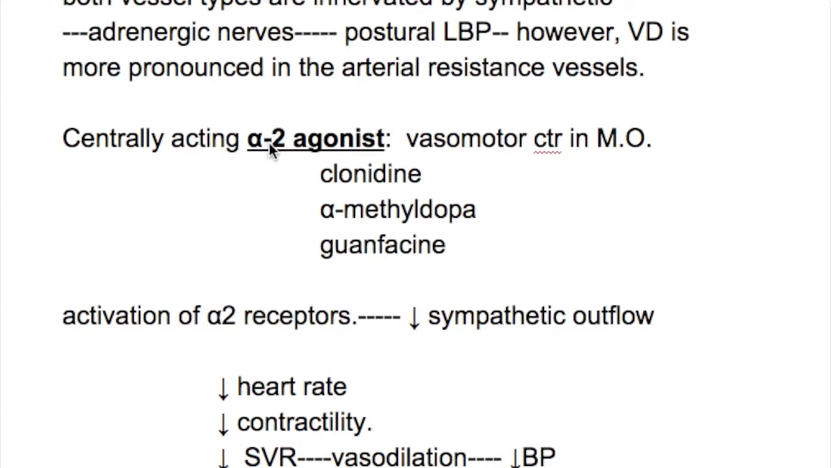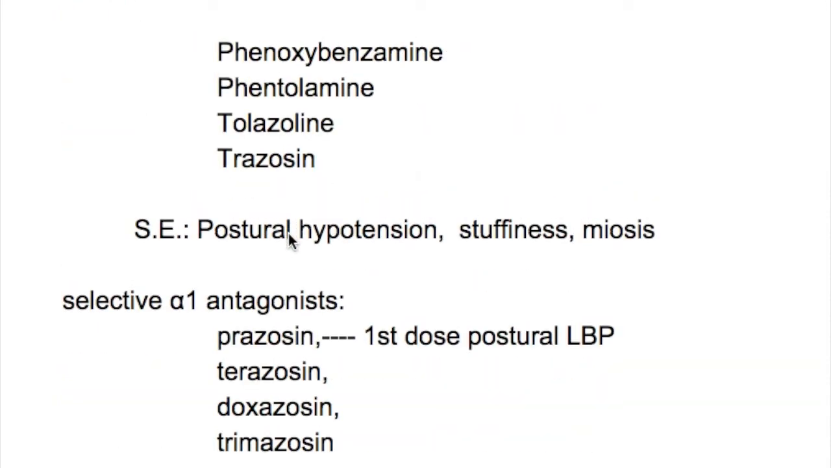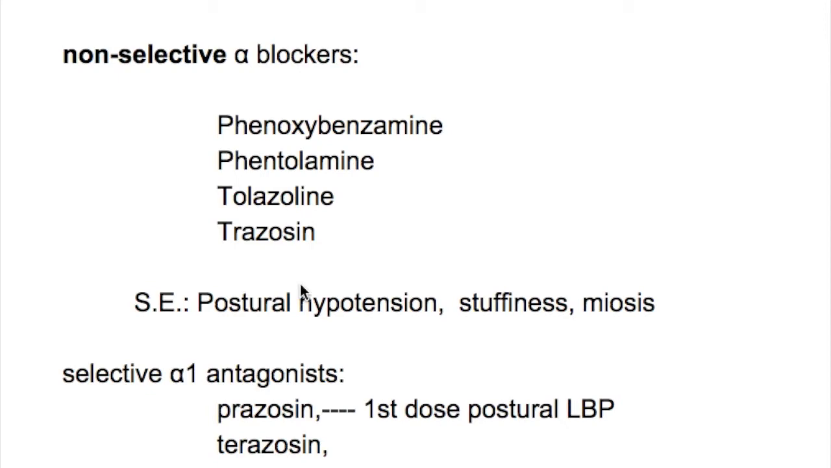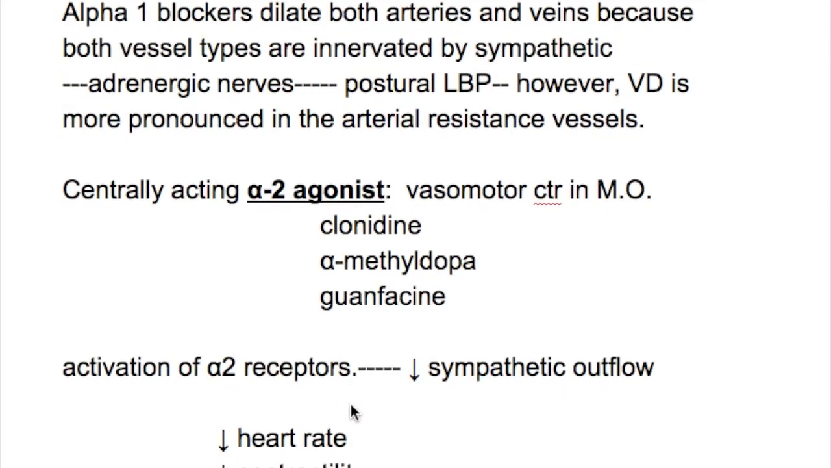So alpha 2 agonists are used in hypertension to reduce the blood pressure, and alpha 1 antagonists are also used in hypertension to reduce the blood pressure. So these two receptors are exactly opposite in action to each other.